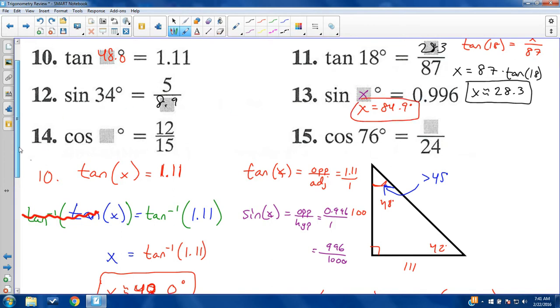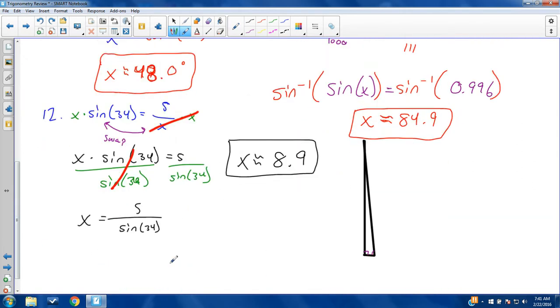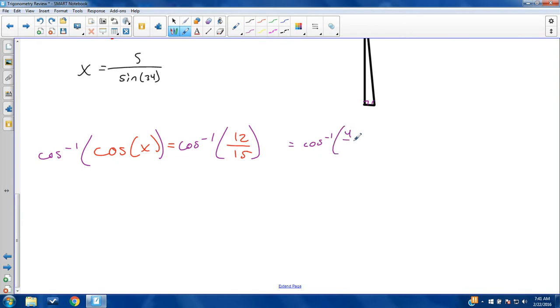All right. 14. Cosine of your unknown angle is 12 over 15. Same idea as the other ones. Now, in most cases, I would ask you to either simplify your radical, or you may write this as an exact decimal. Simplify your ratio, your fraction. 12 over 15 also reduces to 4 over 5. As a decimal, it is 0.8.